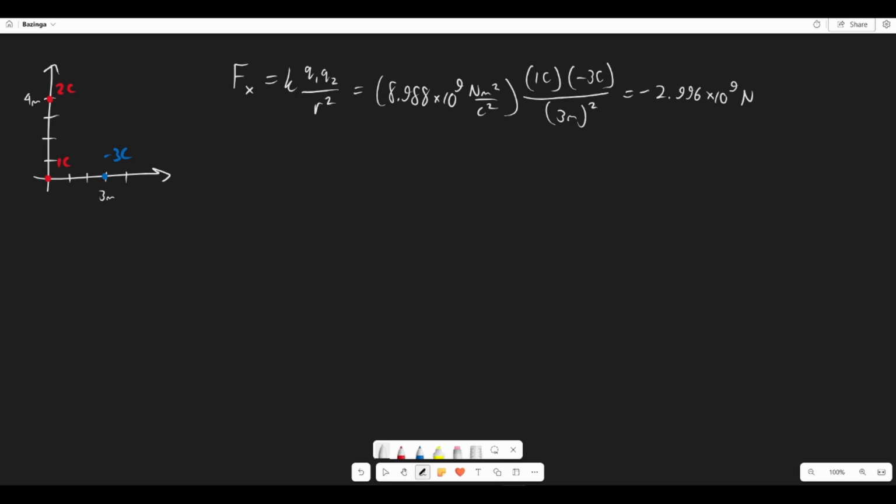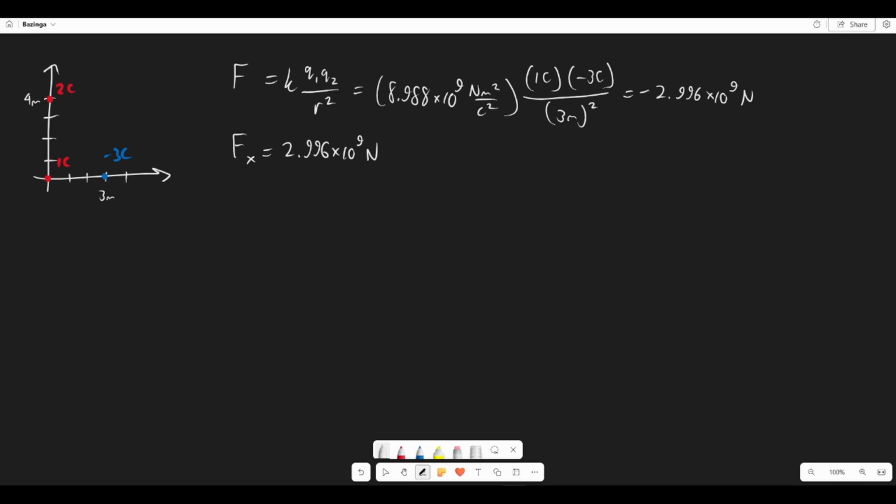The negative sign indicates that the force is attractive, but since we already knew that and it's pointing towards the right, I will write Fx equals 2.996 into 10 to the 9 newtons with the positive sign so that we don't get confused about the direction.